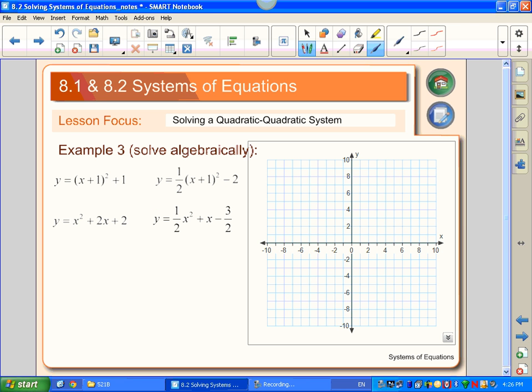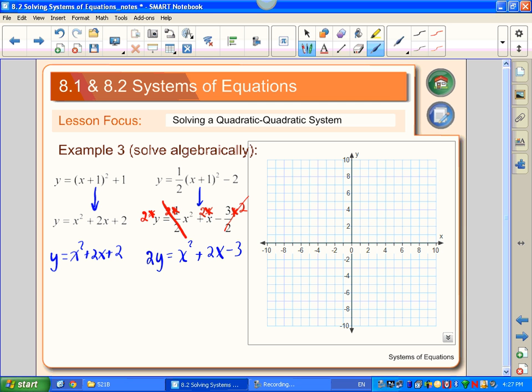So just keep in mind that this equation goes to x squared plus 2x plus 2. And then this one goes to here. But I'm going to multiply every term here by 2. So those 2's cancel out. These two cancel out, so they give me 1. So what I have here is 2y is equal to x squared plus 2x minus 3. And at the same time, on the left, I have y is equal to x squared plus 2x plus 2.